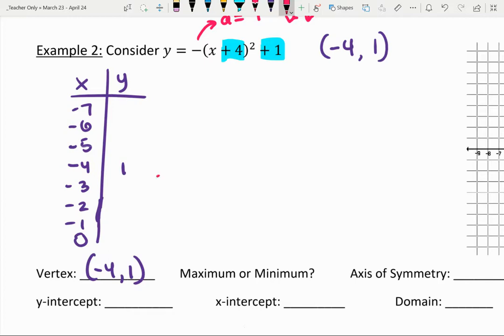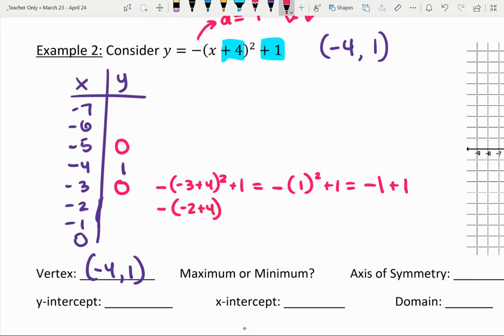All right, so I'm going to plug in some x values. Negative, don't forget that negative out in front like I almost did. -3 plus 4 squared plus 1. So -3 plus 4, that will be 1 squared. So this will be -1 plus 1, aka 0. And I can remember I get 2 points for the price of 1 because it is symmetric. And then I'm just going to keep going here. So -2 plus 4, that's 2. 2 squared is 4, negative is -4, plus 1, which is -3, and I get 2 points for the price of 1.